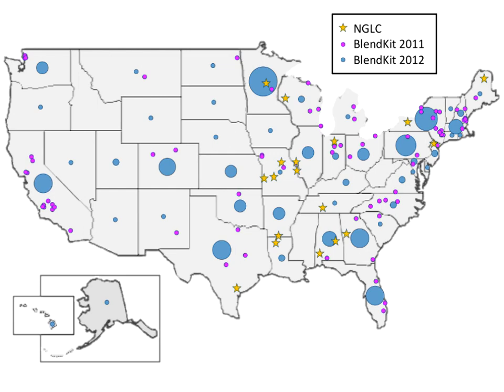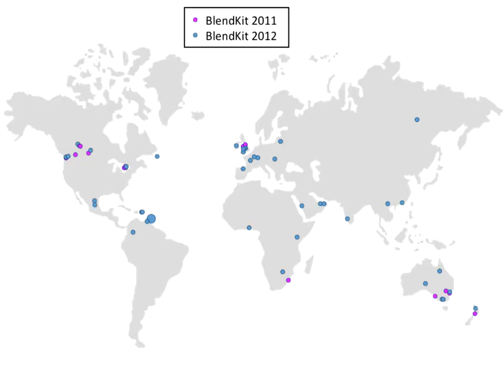Looking at this US map, the yellow stars are the original 20 partner schools in our ASCU UCF NGLC grant. The magenta dots are individuals who participated in BlendKit 2011, which was a far more wide-reaching impact than the specified grant partners. But then the larger, in many cases, blue circles are the participants in BlendKit 2012. The larger the circle, the more people there are in that state participating.